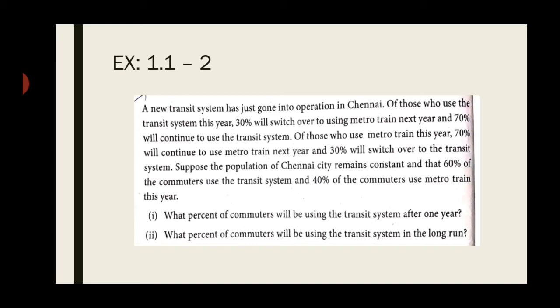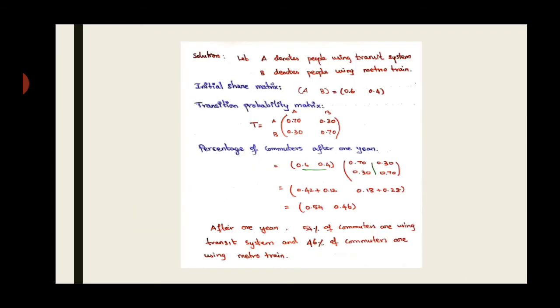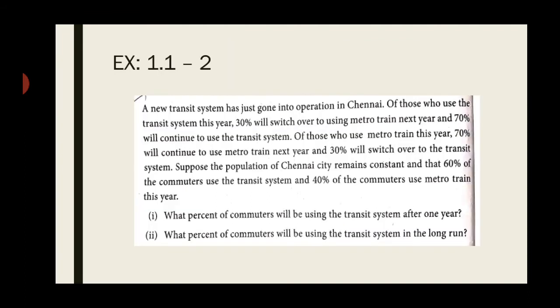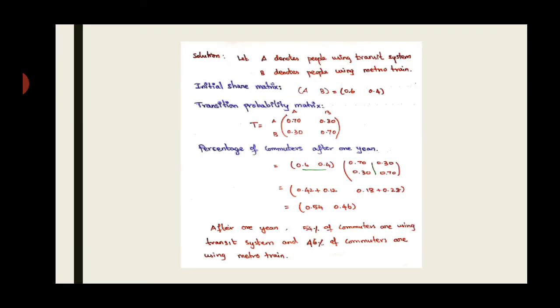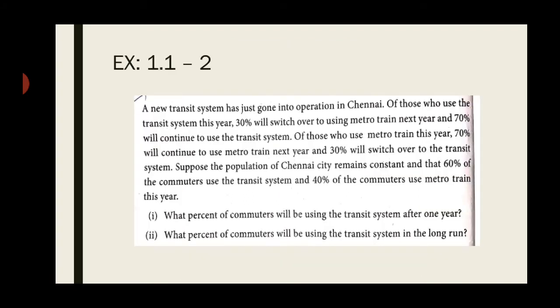Right. So next line. Of those who use metro train this year, that is B, 70 percentage will continue to use metro. That means B to B 70 percentage, so B to B you can see 0.70, and 30 percentage will switch over to the transit system. That means B to A 0.30. So we got the initial share matrix as well as the transition probability matrix.